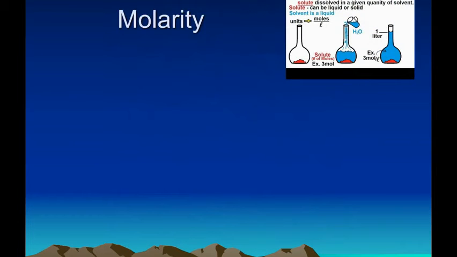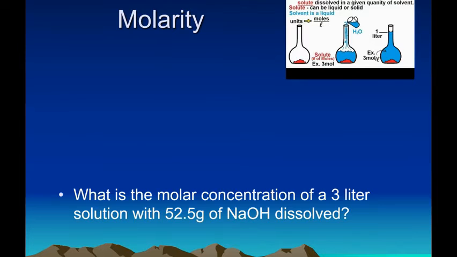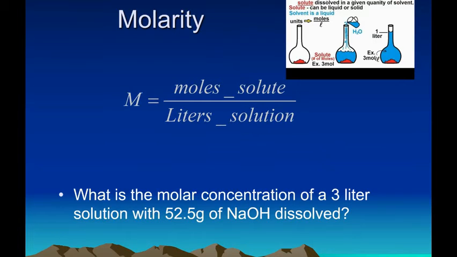So let's take a look at molarity. Molarity is measured in moles of substance divided by liters of solution. Molarity equals moles of substance divided by liters of solution. So our question is, what is the molar concentration of a 3-liter solution with 52.5 grams of NaOH dissolved? The diagram up at the top here shows how you would make your molar solution. In this case, we have 3 moles per liter solution. That's not what this example is, but just the diagram.